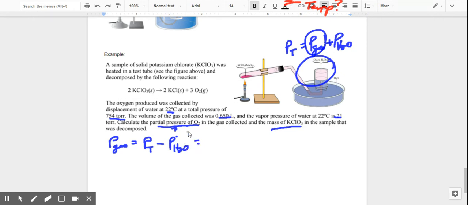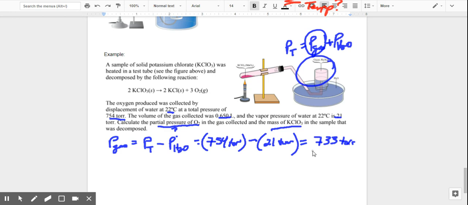So our total pressure was 754 torr, and our pressure of the water is 21 torr. So all I have to do is subtract those values, and when I do so, I end up getting 733 torr. So that is my pressure of the O2 by itself.